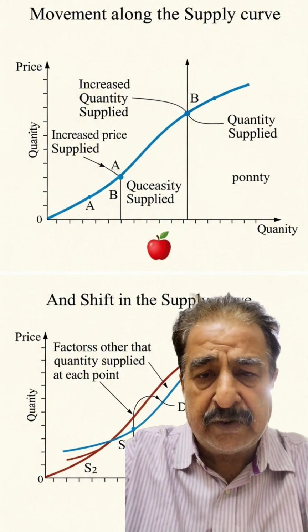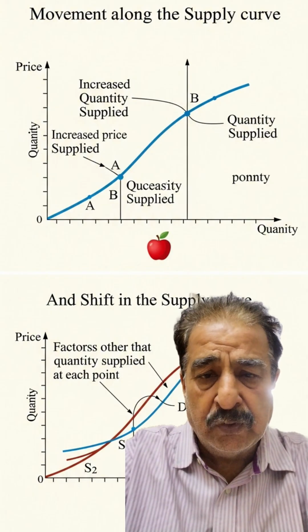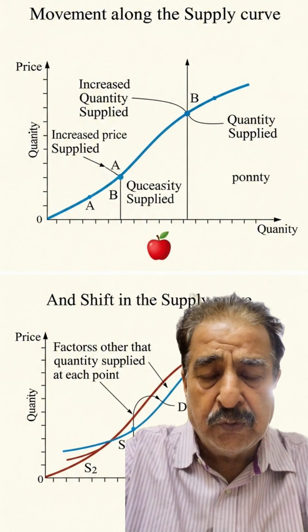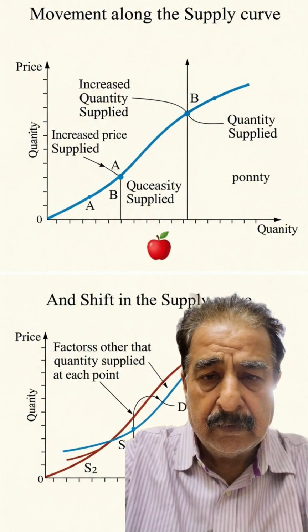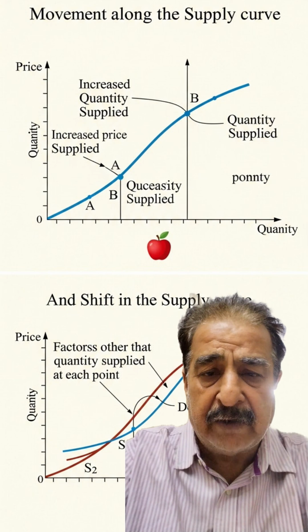Second is technology. If we use updated technology, the supply curve will shift rightward. If you use outdated technology, the supply curve will shift leftward.